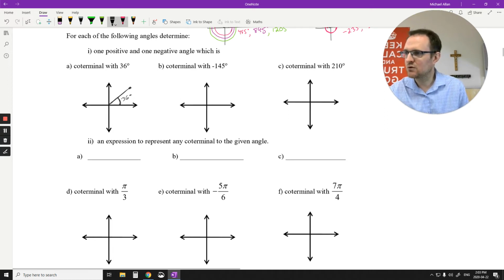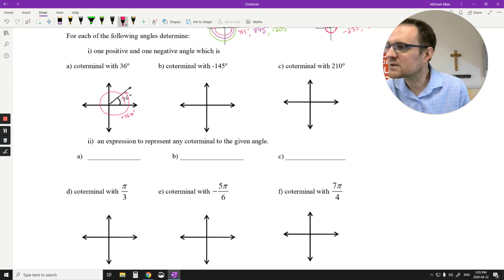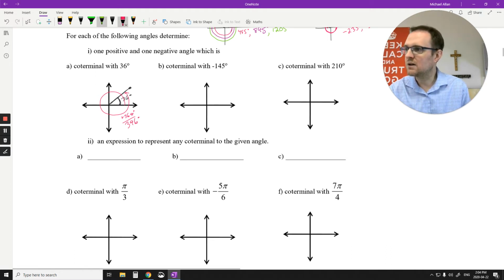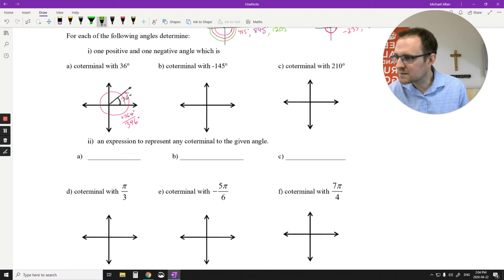Now a coterminal angle would be this 36 plus another 360. So I could just add 360 to it. Okay. So it says determine one positive coterminal angle. So it'd be 36 plus 360. So this one here would be 396 degrees.